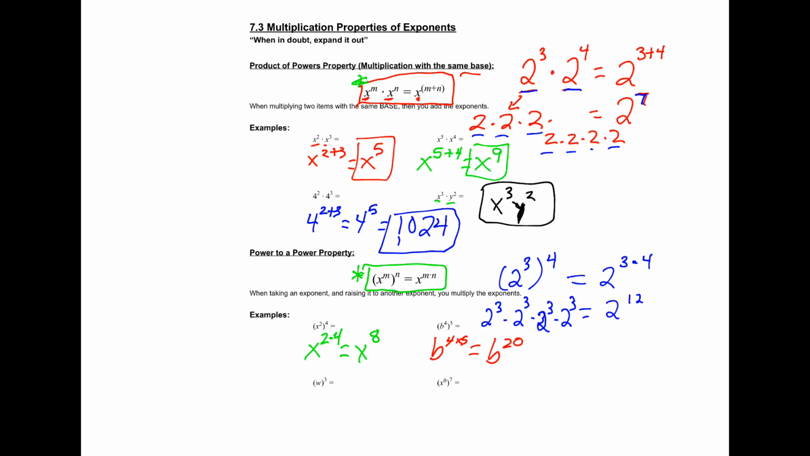All right, a little bit just to note, if you don't see an exponent, remember there's an invisible 1 there. So w to the 3rd is the same thing as saying w to the 1st to the 3rd. And in this case, we're just going to multiply 1 times 3 to get w to the 3rd.